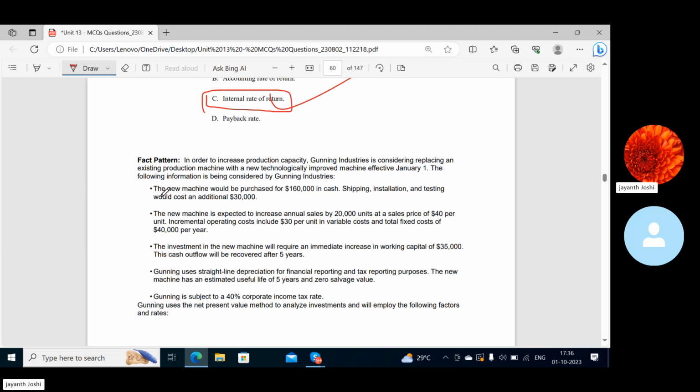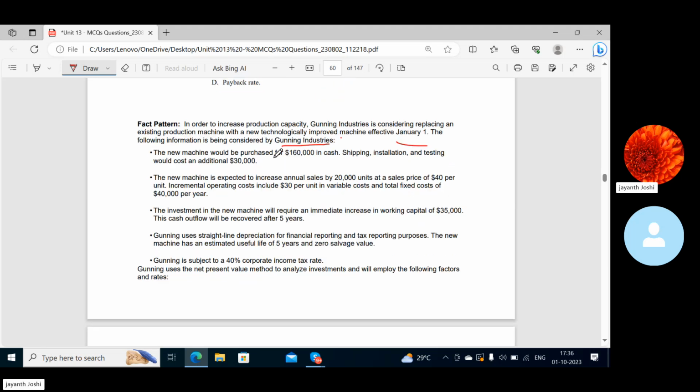So in order to increase production capacity, Gunning Industries is considering replacing an existing production machine with a new, technologically improved machine effective Jan 1st. The following information is being considered by Gunning Industries. The new machine would be purchased for 160 in cash. Shipping, installation, and testing is 30. So it becomes 190, right?